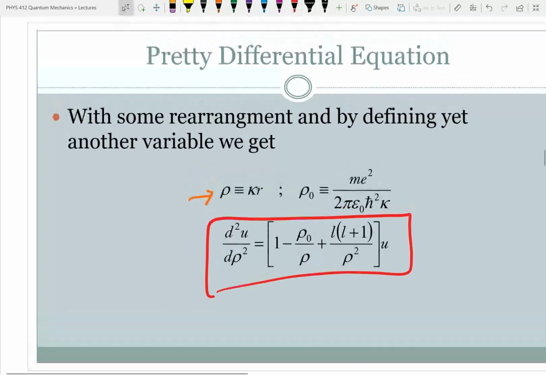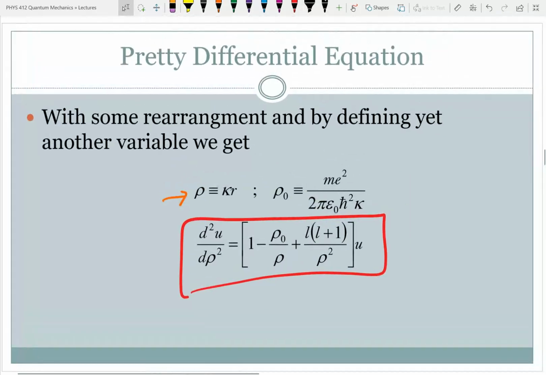Now, at this point, based on your experience in quantum physics to date, what would your method be to solve this? And of course, we can look at Christopher if we want because he's a math major, but both of you probably have similar ideas. How would you solve this? We'll separate the rhos and the u's, so get u's on one side, rhos on the other side.